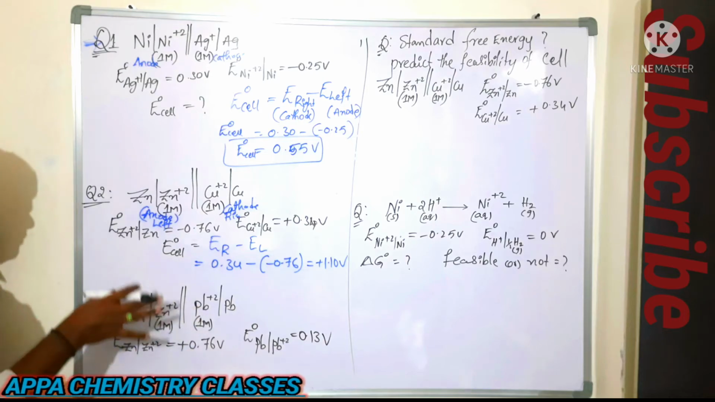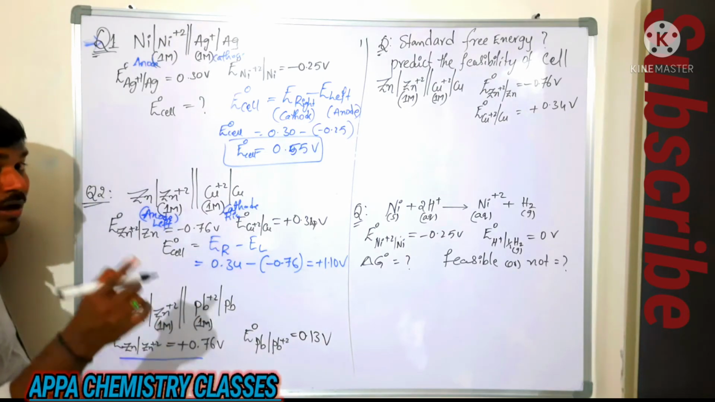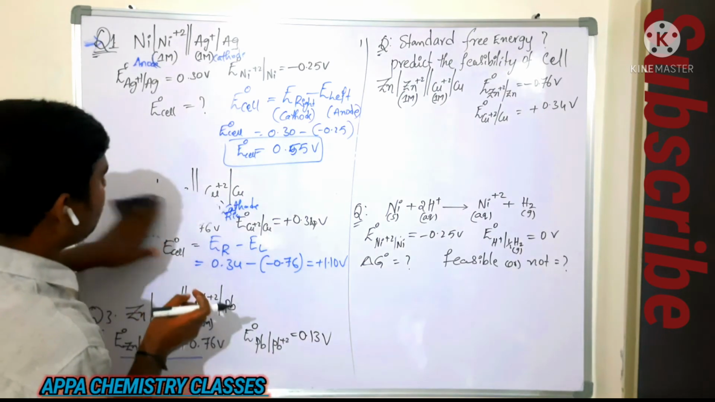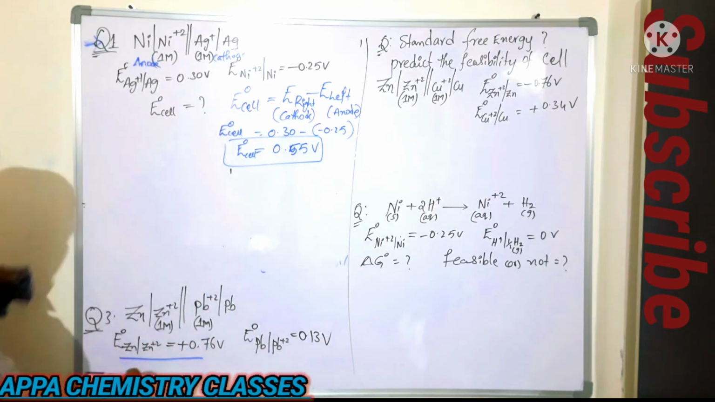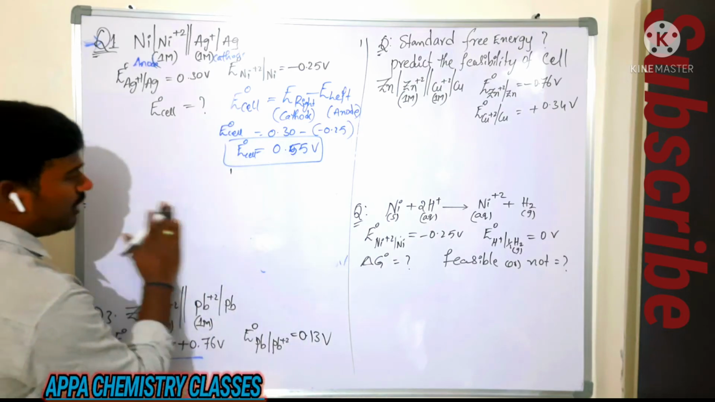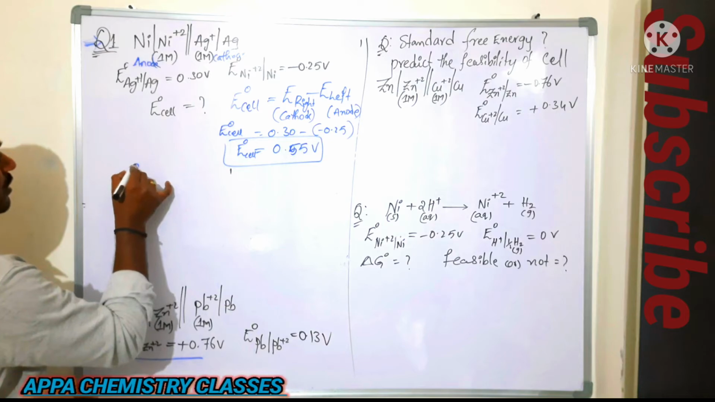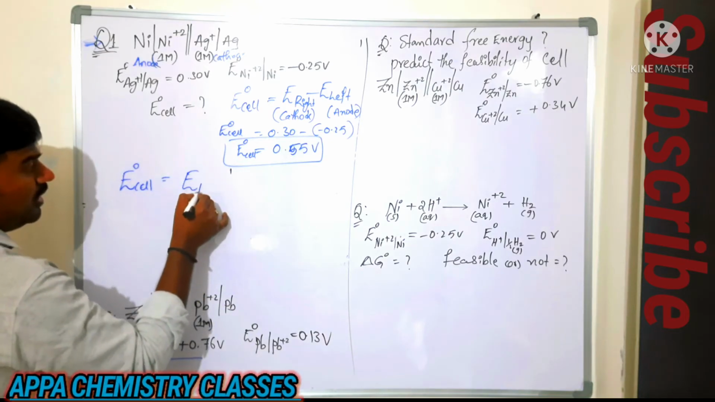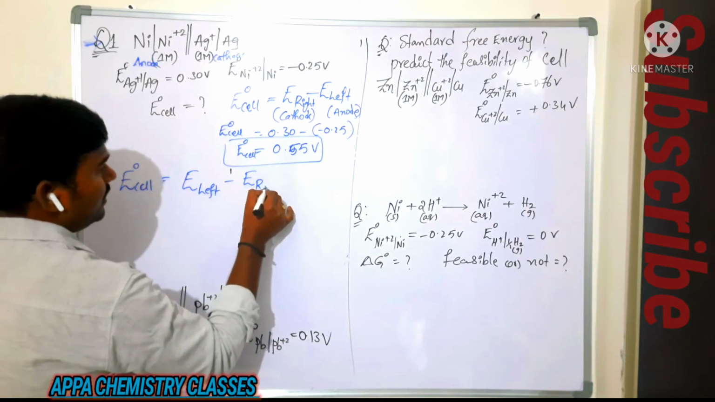Now next, in this case you observe here clearly. Which potential have they given? Oxidation potential they have given. So you concentrate here. We have to observe clearly what potential they have given. Here also oxidation potential. When they give oxidation potential, what is the standard electrode potential? E left minus E right.